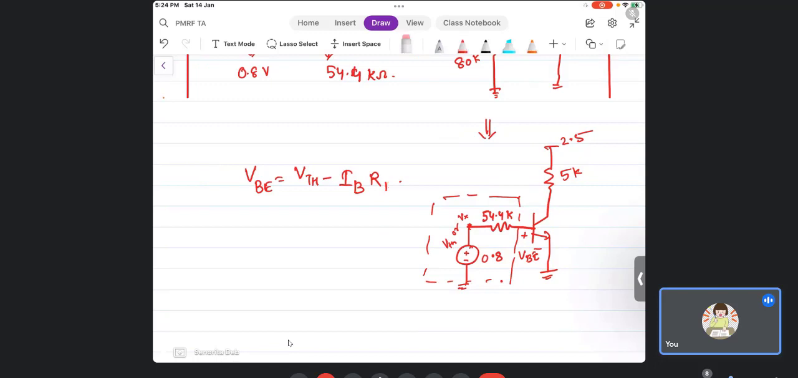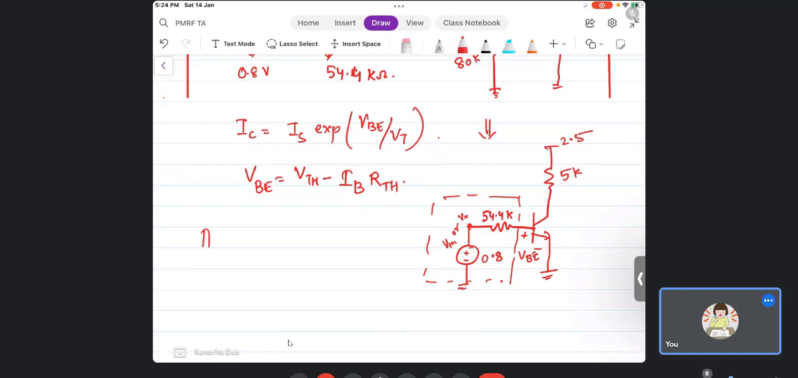So let me write it as RTH, otherwise this will give you confusion. Okay, so now what we will do, I have again two equations. IC is IS e to the power VBE by VT. And again I don't know IC, I don't know VBE. So we have to start with an assumption.